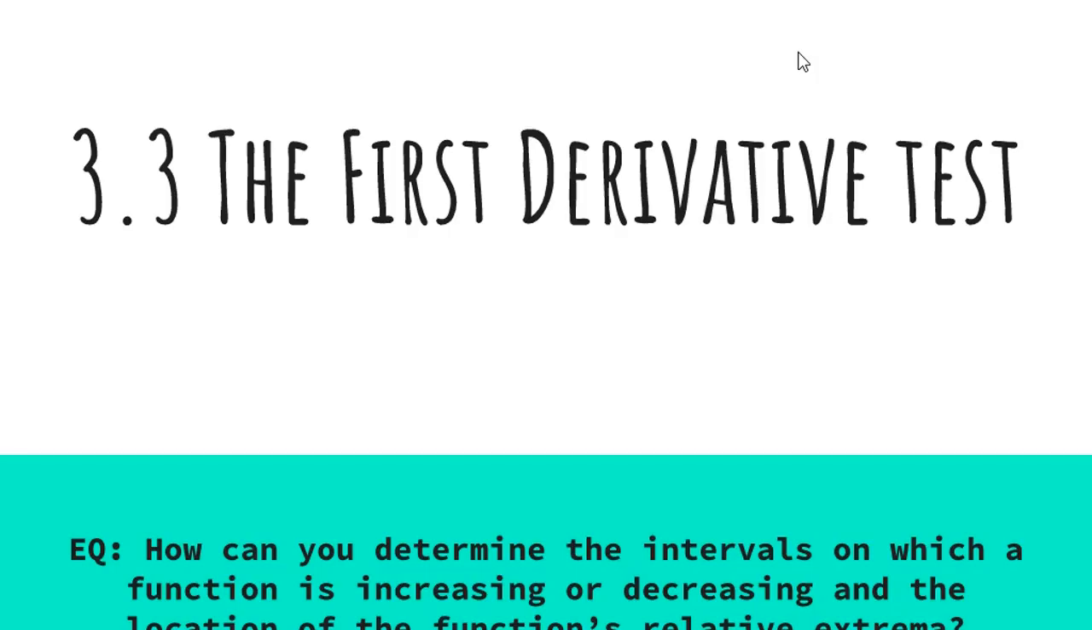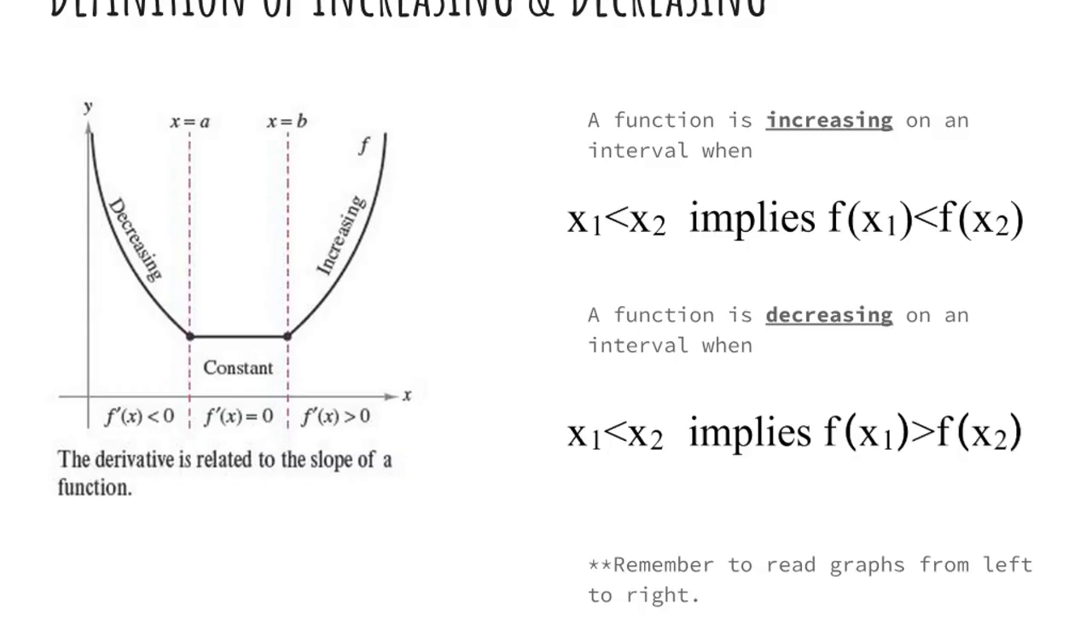Okay, so today we're going to be going over the first derivative test. Our objective by the end of today is to be able to determine the intervals on which a function is increasing or decreasing, and based upon that, where we have relative extrema. So first, what is our definition of increasing and decreasing?